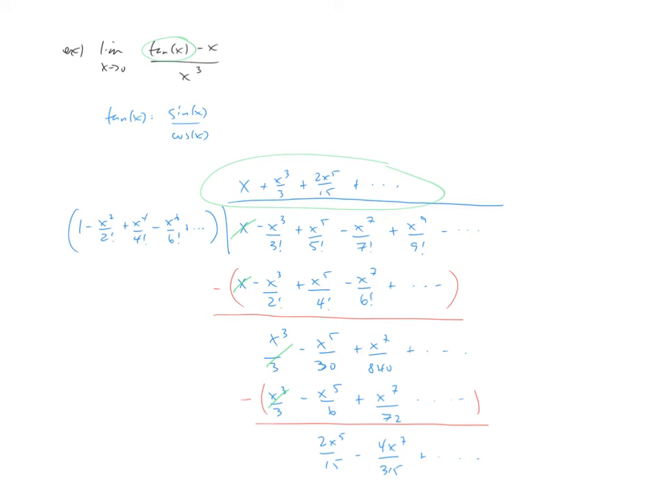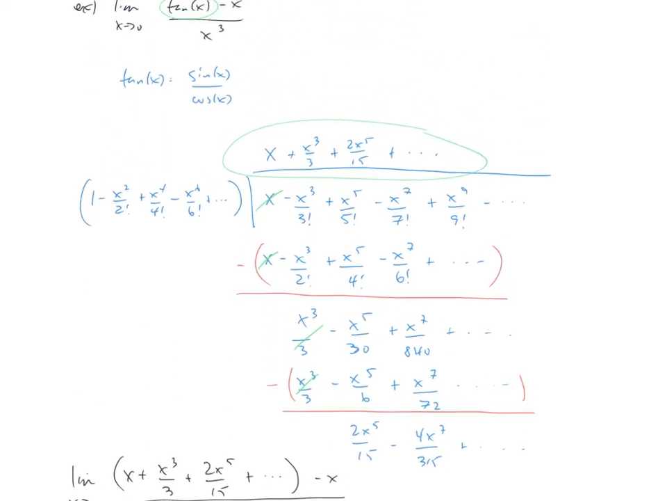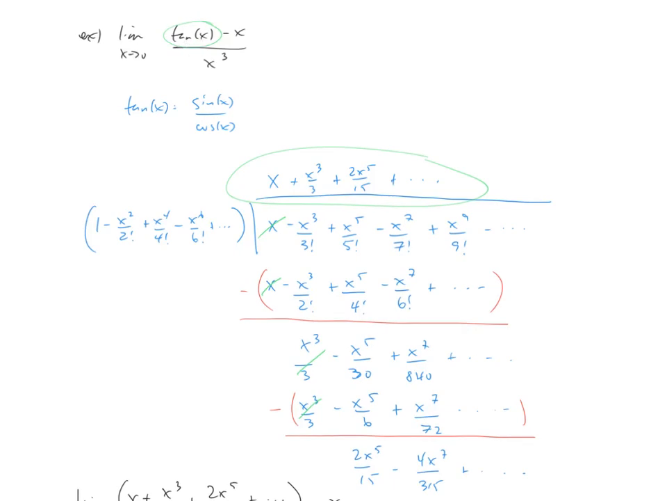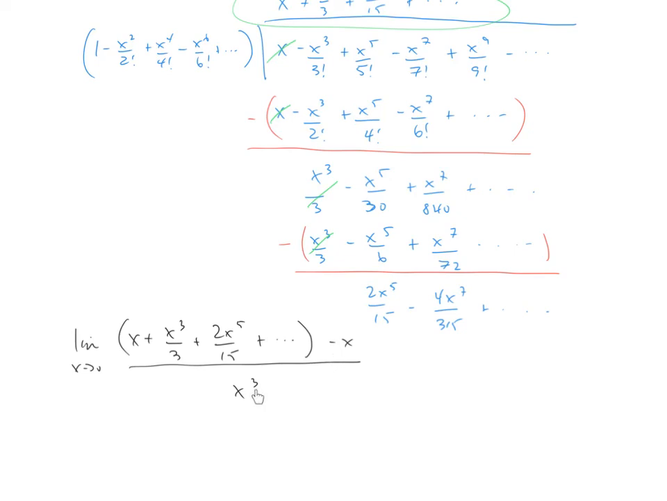So I'm going to go ahead and slide the screen down a little bit and replace that for our problem. So for our actual problem now, we're going to have the limit as x goes to 0. That tangent that I came up with, which was x plus x cubed over 3 plus 2x to the 5th over 15. And if we needed more, we could always go get more. And then the minus x over x cubed. So again, I just replaced the tangent here with this guy. Then we have the minus x over x cubed.